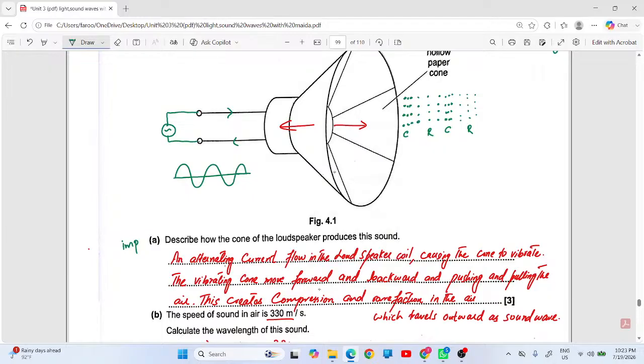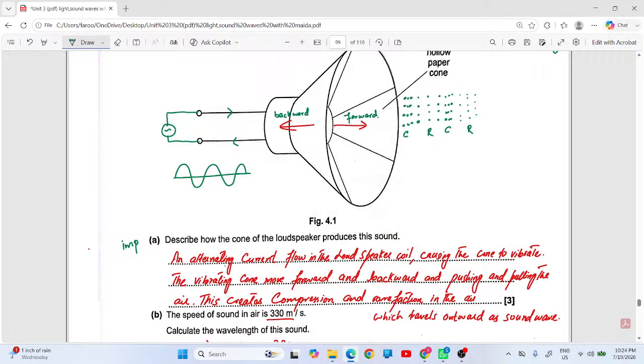The vibrating cone moves forward and backward, pushing and pulling the air. The air surrounding it, when the cone moves forward, gets compression, and when it moves backward, causes rarefaction in the air molecules. So the disturbance in the cone produces compression and rarefaction in the air molecules.